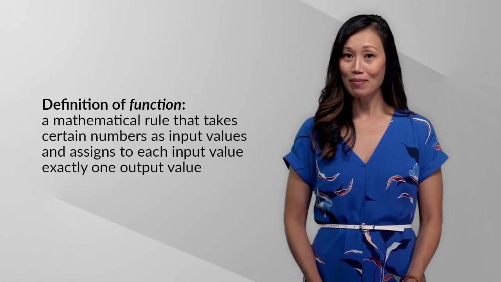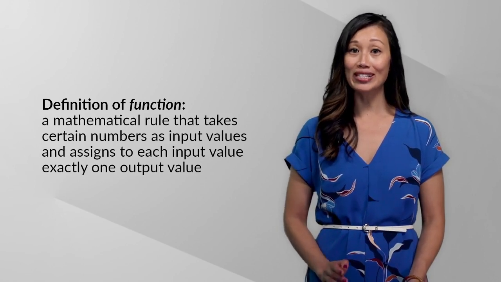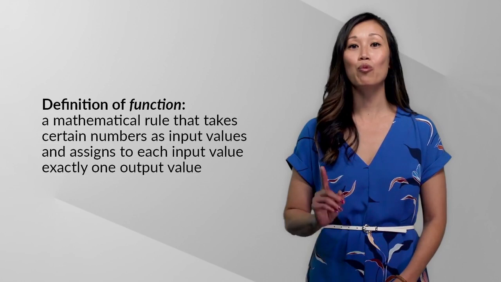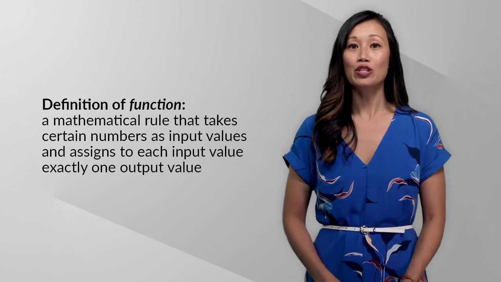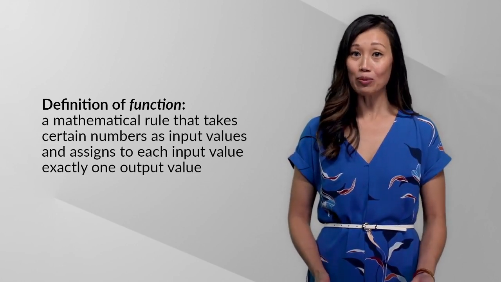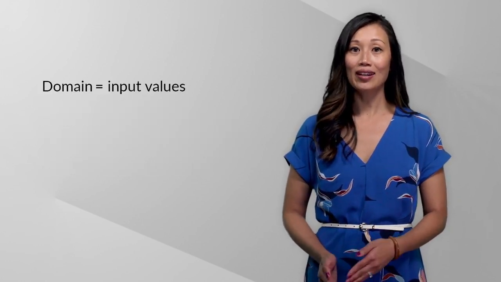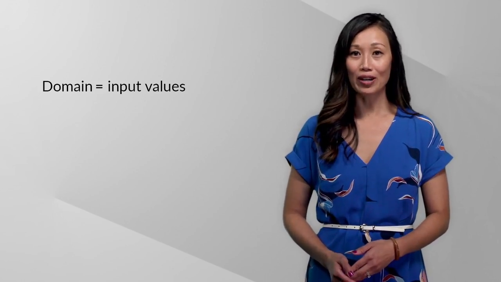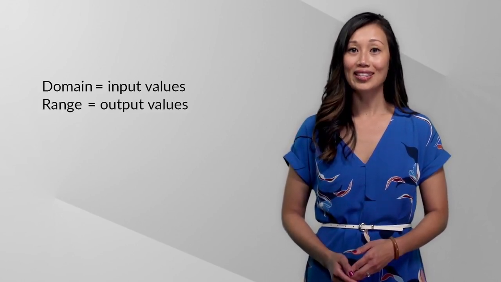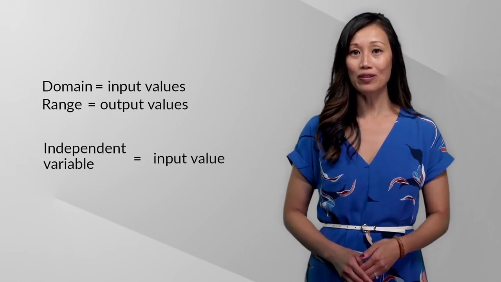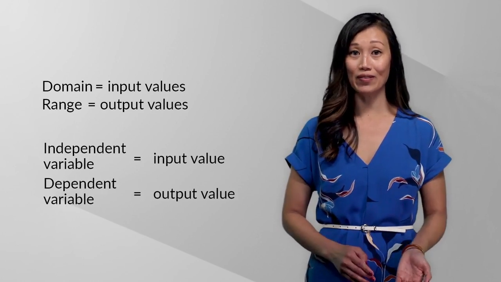A function is a mathematical rule that takes certain numbers as input values and assigns to each input value exactly one output value. So you can think of a function as a math rule that tells how one thing depends on another. The input values are called the domain, and all the corresponding output values are called the range. The input values represent the independent variable, and the output values represent the dependent variable.